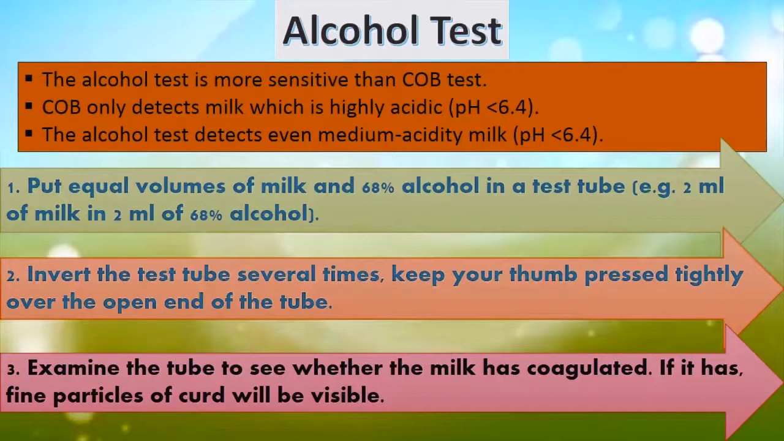Then you can examine the tube to see whether the milk has coagulated. If there is coagulation, or fine particles of curd are visible, the milk is contaminated, or it is a failure. If the milk is of good quality, there will be no coagulation. If the milk has become acidic, with a pH less than 6.4, it will flocculate. So this is an easy method to detect this by the alcohol test.